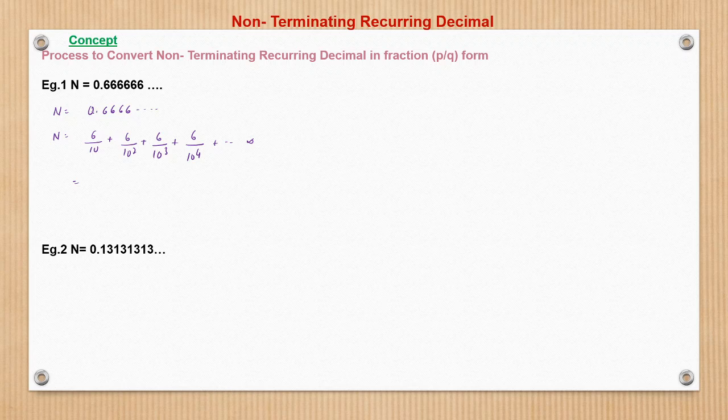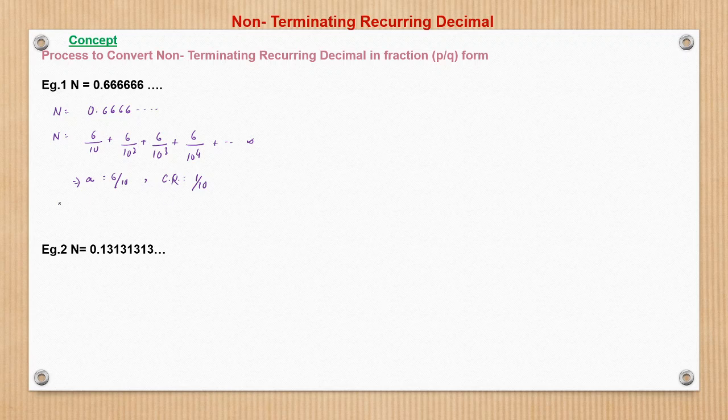This is the expansion of any decimal number. This we have seen. Now see here, this is a GP series with the first term a as 6 by 10, and the common factor is nothing but 1 by 10, right? Because if you multiply the common factor 1 by 10 with the first term 6 by 10, you get the second term 6 by 10 square. So the common factor, or the common ratio, whatever you call it, is 1 by 10.